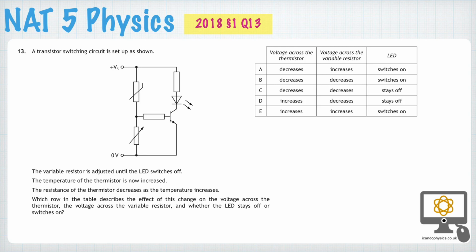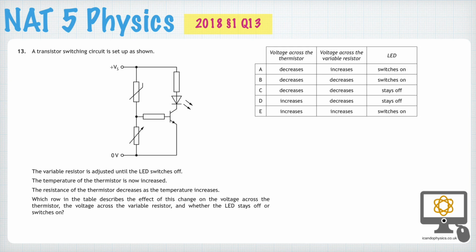Question 13 from the 2018 National 5 Physics paper is possibly one of the more difficult questions because it assesses the transistor switching circuit at National 5. And transistor switching circuits are, I would say, the most difficult type of problem to solve when it comes to electronic circuits at this level.